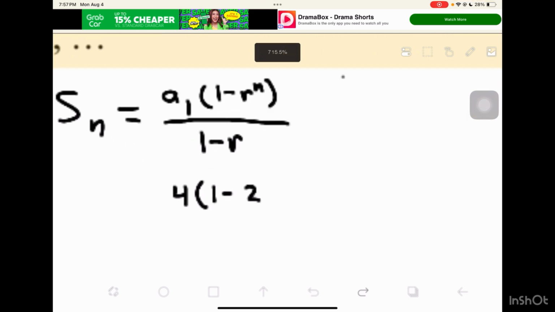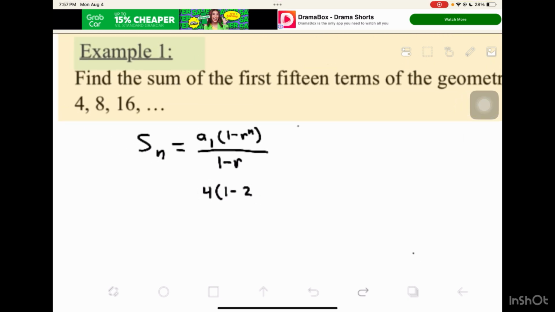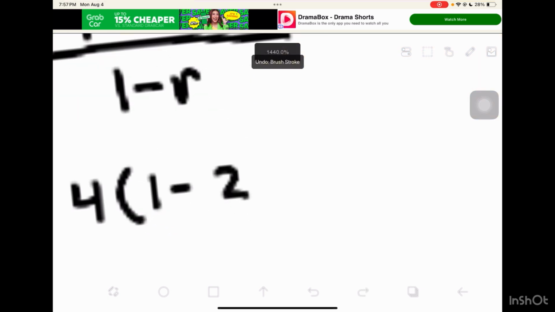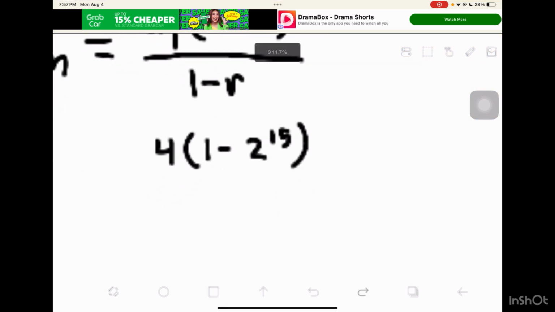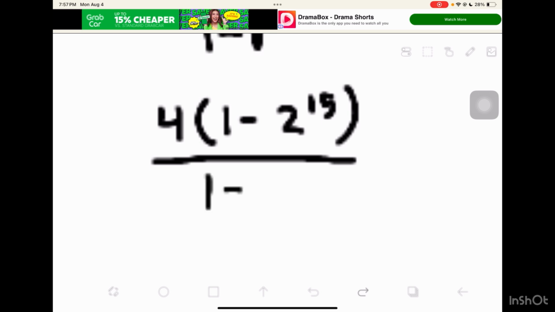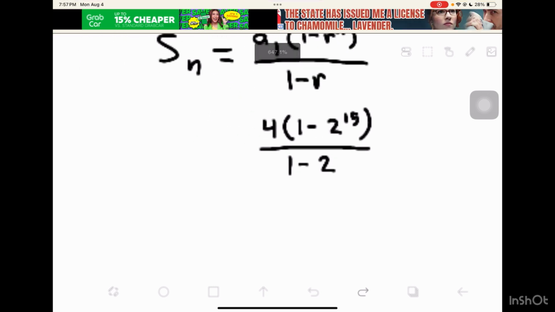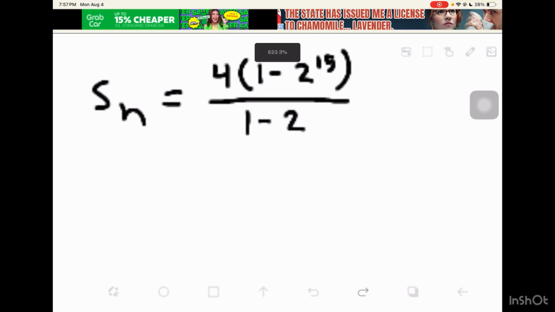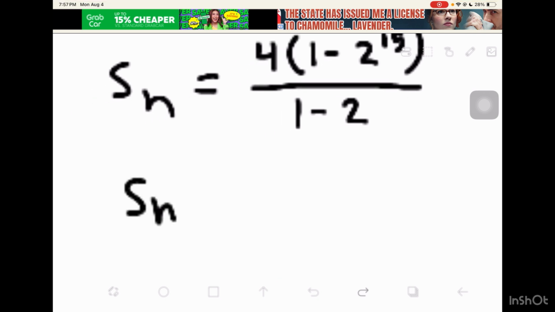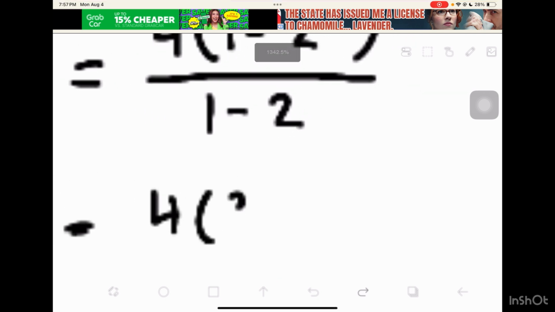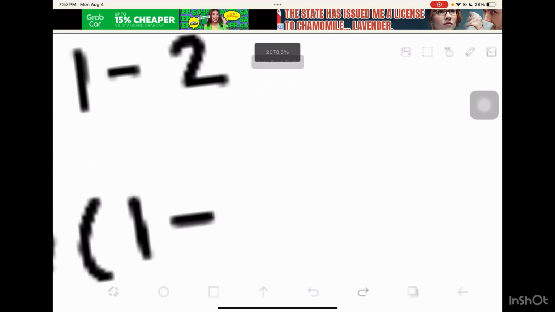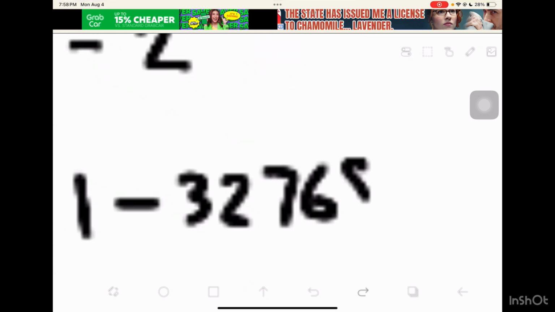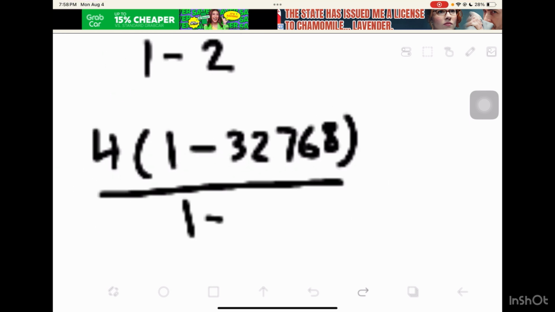Then we want our n. n is 15 because we have the first 15 terms. Last, let's finish the denominator: 1 minus r, and r is, once again, 2. Let's simplify this. Let's start working with the exponent first. That's 2 raised to 15, which is 32,768. So S sub n is equal to 4 times 1 minus 32,768 over 1 minus 2.